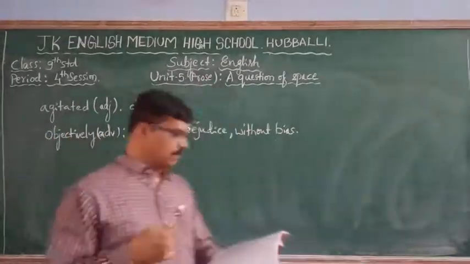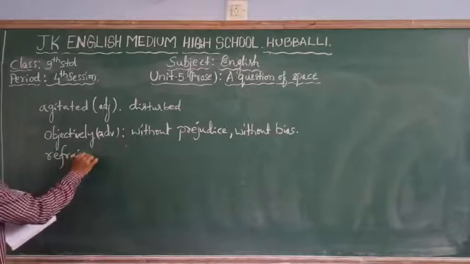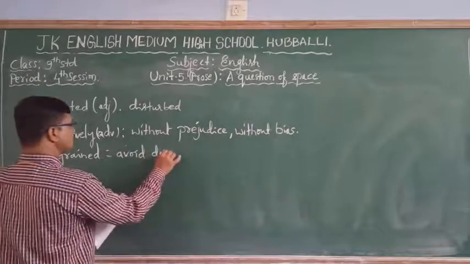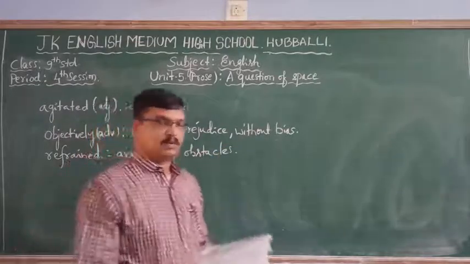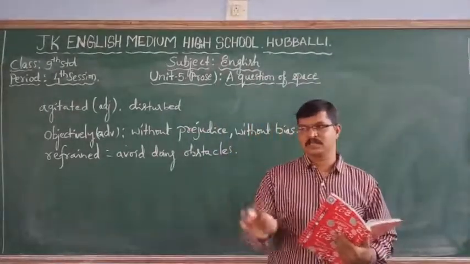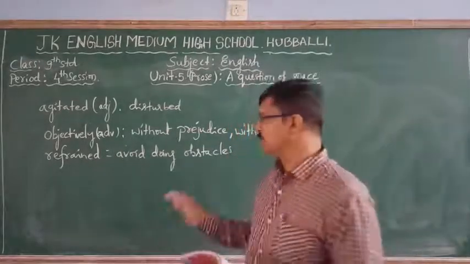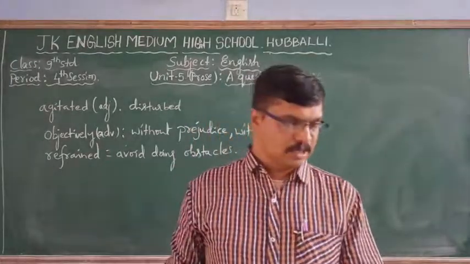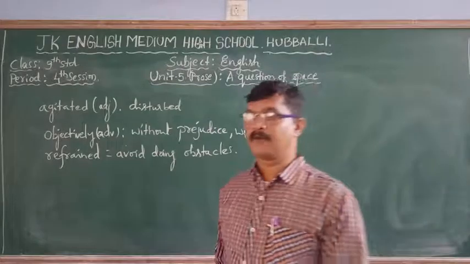Vikrant observed this in the parents. Here, refrained, R-E-F-R-A-I-N-E-D, means avoid doing obstacles. That means sometimes the parents don't disturb the children in doing according to their wishes. The children's wishes will not be disturbed by the parents. That is what he observed in the father and mother. So this was leading to much more interaction except on the subject of Anuj.